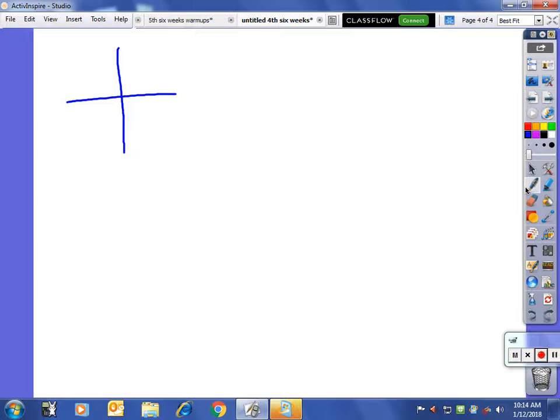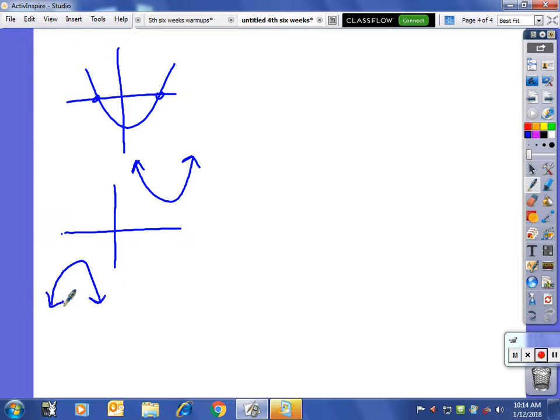Most of the ones that we did crossed the x-axis twice, so they mostly had two roots. But every once in a while, and today this is going to happen to you as well, you might come across a parabola that never touches the x-axis at all. So this kind of picture would have two roots. This picture has no roots.